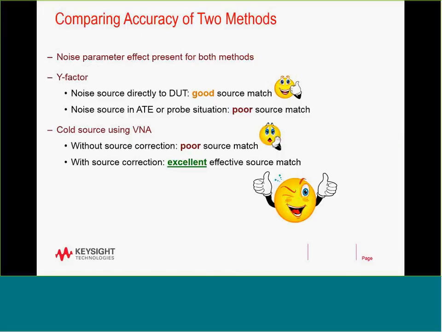Compare them. Noise source directly to DUT and Y-factor is with a good source match, but if you now add cables and ATE systems, then you can reduce that match and thus reduce your measurement accuracy. Cold source VNA, with source correction, we get a poor source match, but it's excellent for ATE and for longer cables because we can fully characterize the S-parameters of those and remove the effect, and also the S-parameter effect of the system when measuring the device.